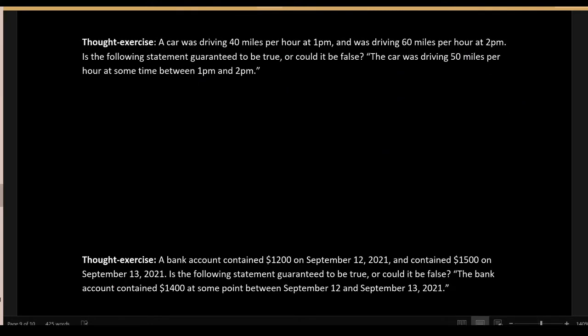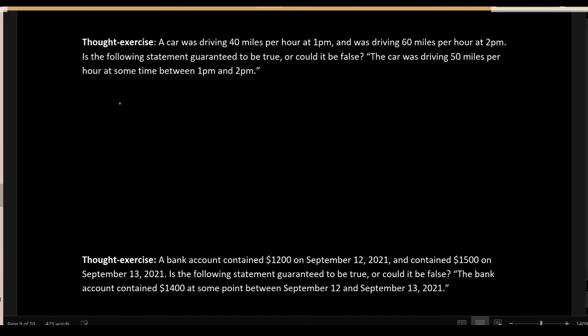Now for our final few applications of the intermediate value theorem, let's consider the following two thought exercises. Suppose a car is driving and we have two pieces of data about the car. At 1 p.m. we know that the car was driving 40 miles per hour. And then an hour later at 2 p.m. we find that the car was driving 60 miles per hour. So is the following statement about the car guaranteed to be true? Or potentially could it be false? Must it be true that the car was driving 50 miles per hour at some time between 1 and 2 p.m.?